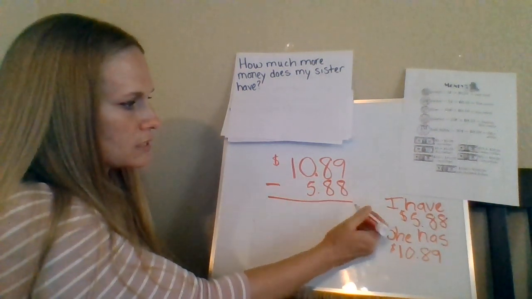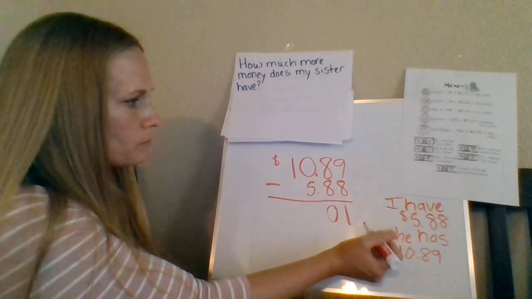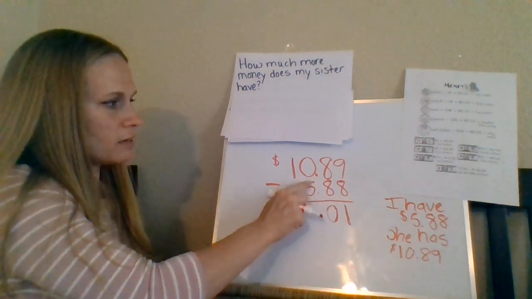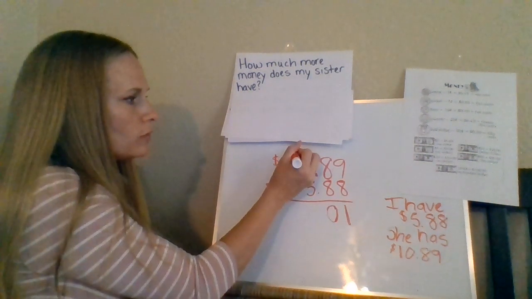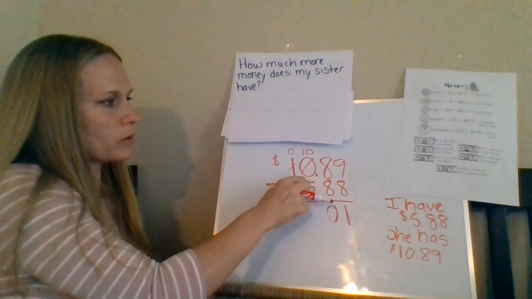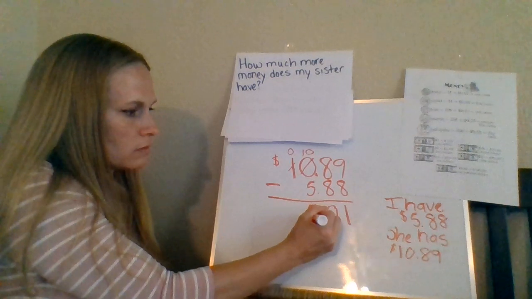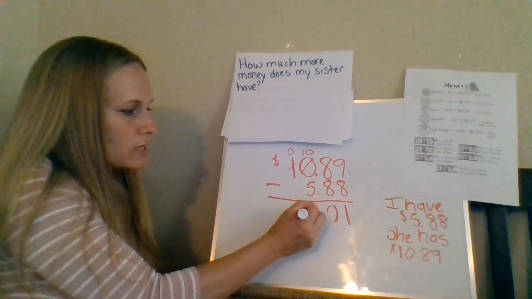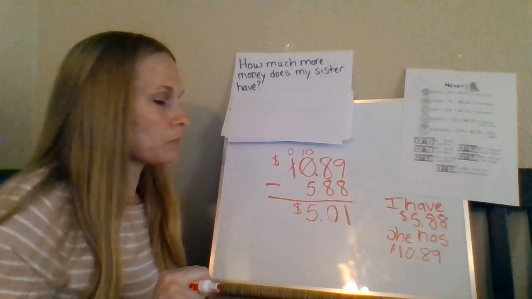So 9 minus 8 is 1. 8 minus 8 is 0. Okay, I cannot take 5 from 0. So I'm going to go next door. The 1 becomes a 0. My 0 in my ones place becomes a 10. 10 minus 5 is 5. So my sister has $5.01 more than I do.